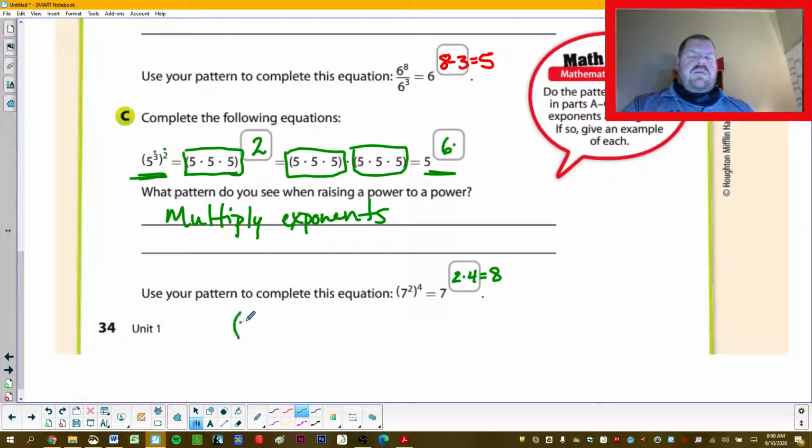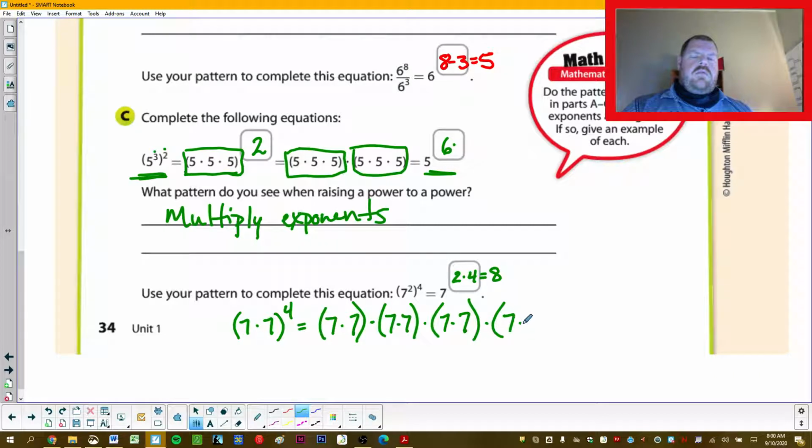So I want to do 7 times 7, which is 7 squared, to the 4th power. The beauty is I have to write 7 times 7 4 times. I know some of those look like minus signs, but they are all multiplication. So how many 7s do I have now? 1, 2, 3, 4, 5, 6, 7, 8. We were right. That's awesome.